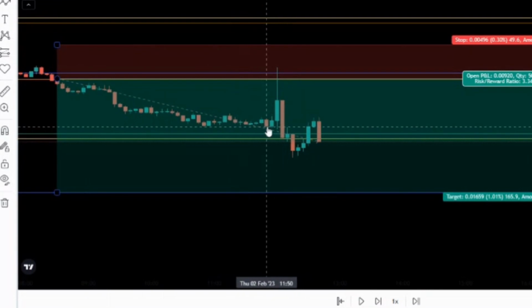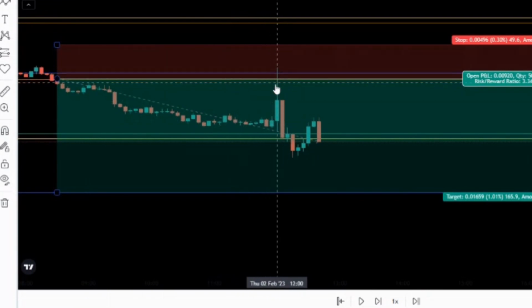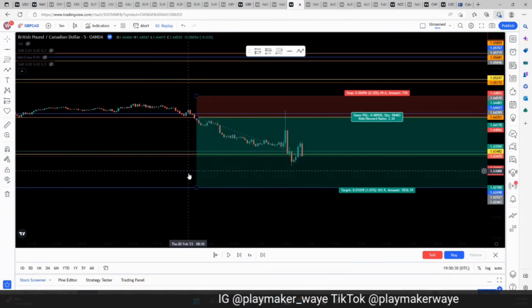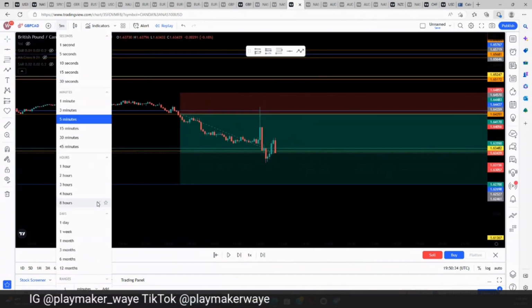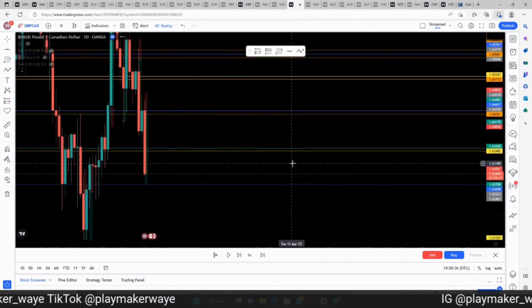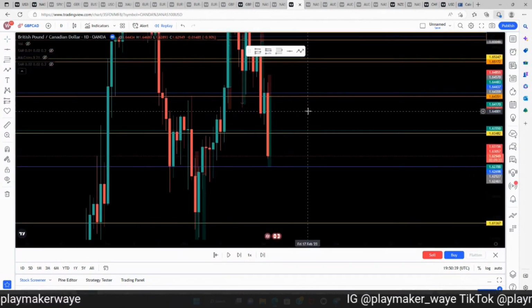As you can see, the first 5 minutes wicked up. The next 5 minutes drops back down. This is a real live example of price still following the overall direction and trend. But you see the fluctuations and the fake outs and stuff like that.